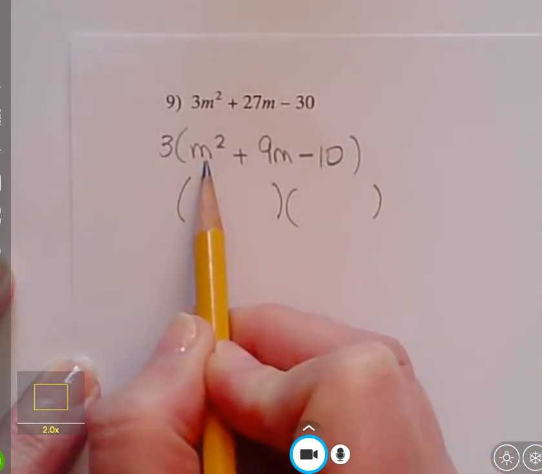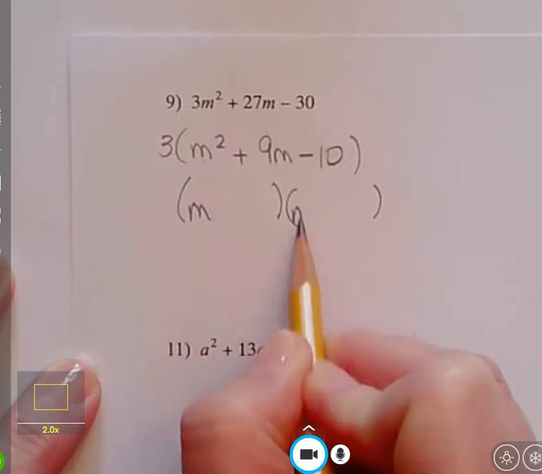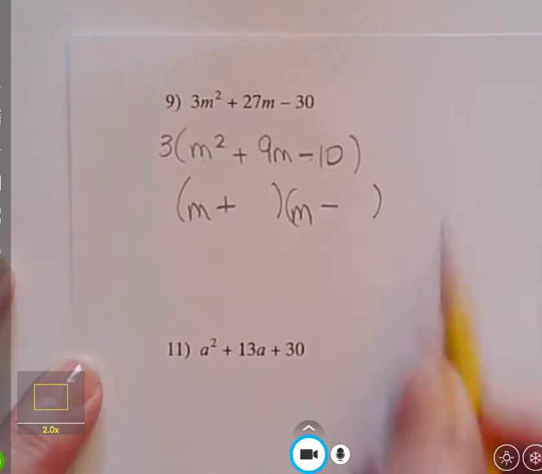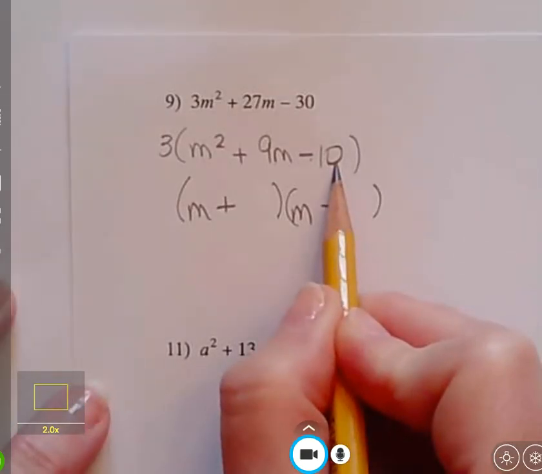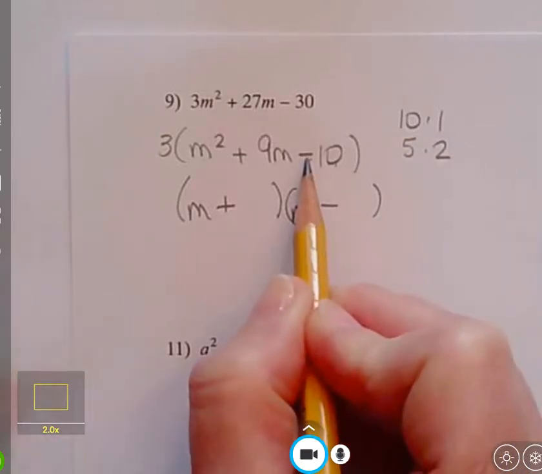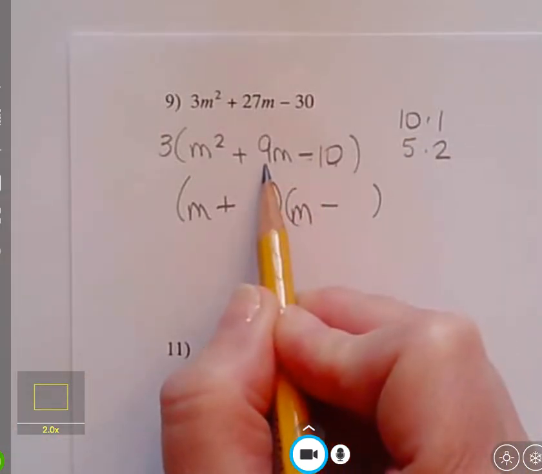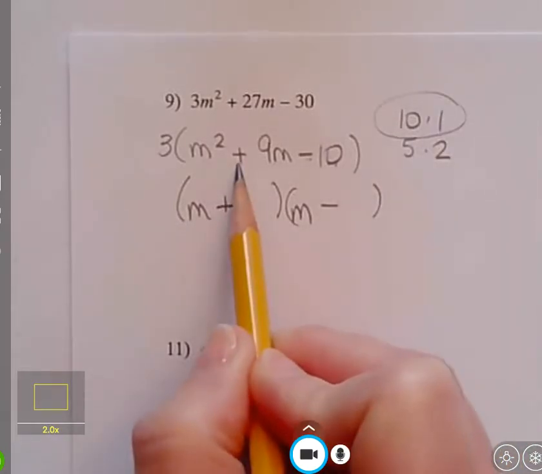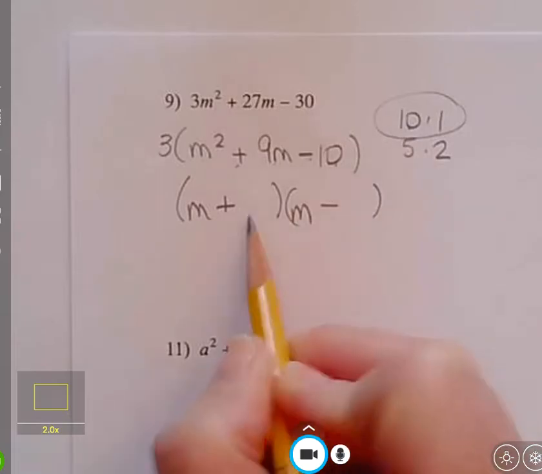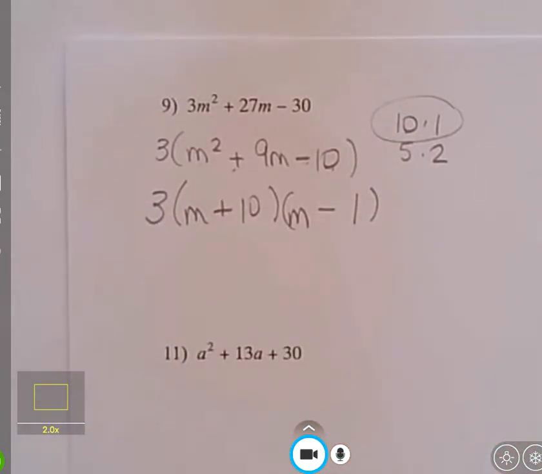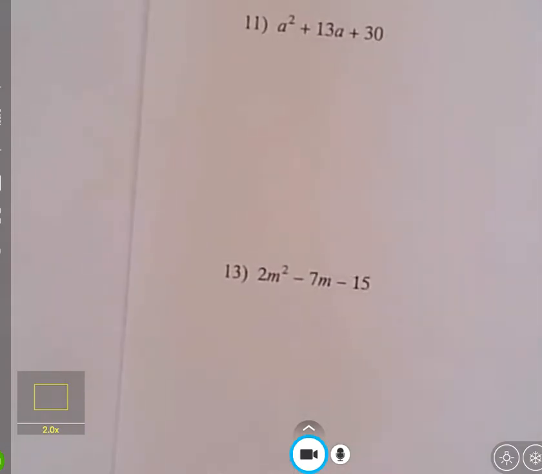And the first guy has another coefficient, m and m. Multiply to get a negative. Only one way to do that, positive times a negative. So we're multiplying to get 10. It's 10 and 1 and 5 and 2. And you're subtracting to get 9. Multiply to 10, subtract to 9. Well, that's it. And you want a positive 9. Positive goes with the bigger number. That's 1. Don't forget your 3. That's all that happens there. Number 11.